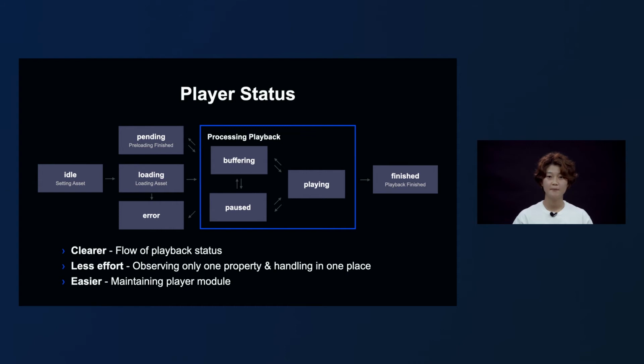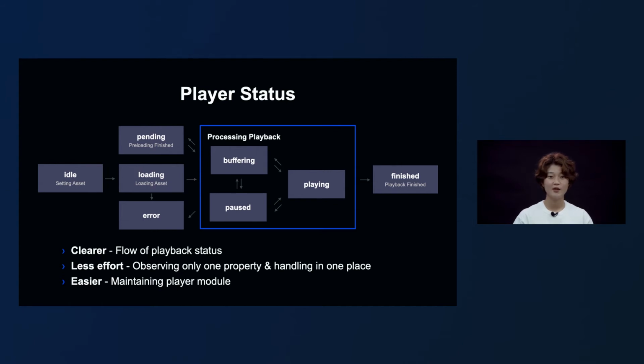This diagram shows the player status defined with an enumeration type that is intended to reveal the playback flow. It's clear to show the flow of playback status, enabling the developers to understand why the video stops or why the player renders nothing. And the player status allows the feature developers to handle the code with less effort by reducing the properties that are supposed to be observed into only one.